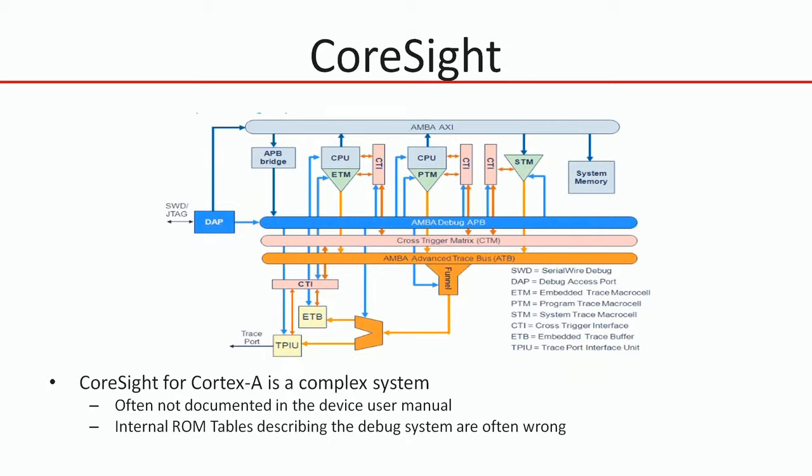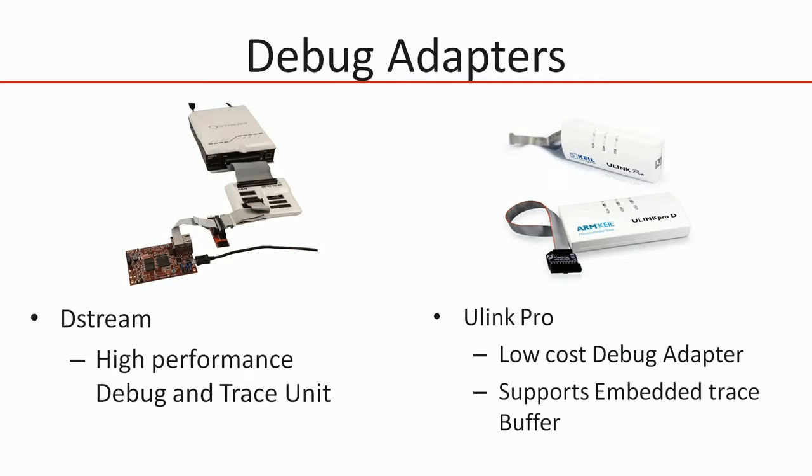Getting the best out of that does require a good professional tool. So this is really where the DS5 comes in, and it supports a number of different debug adapters. The high-end performance unit is called DStream. This allows us to connect and debug any of ARM's current processors, including the new ARMv8 architecture as well. It also has a large trace buffer, so we can connect and log all the activity of an external trace unit such as the ETM.